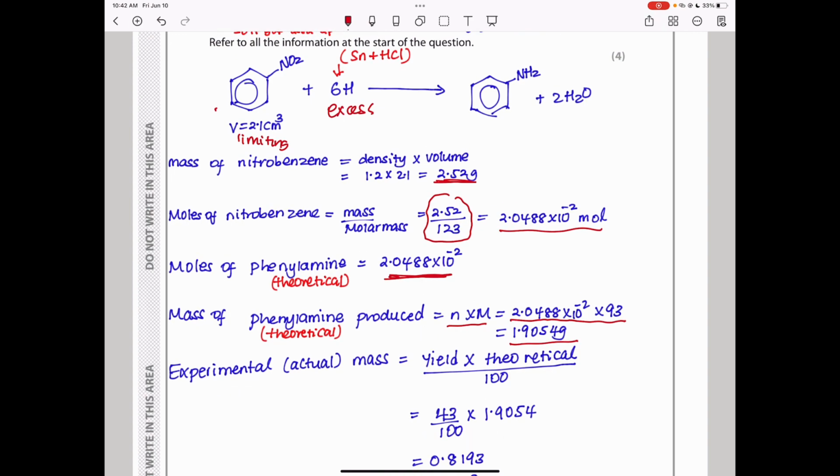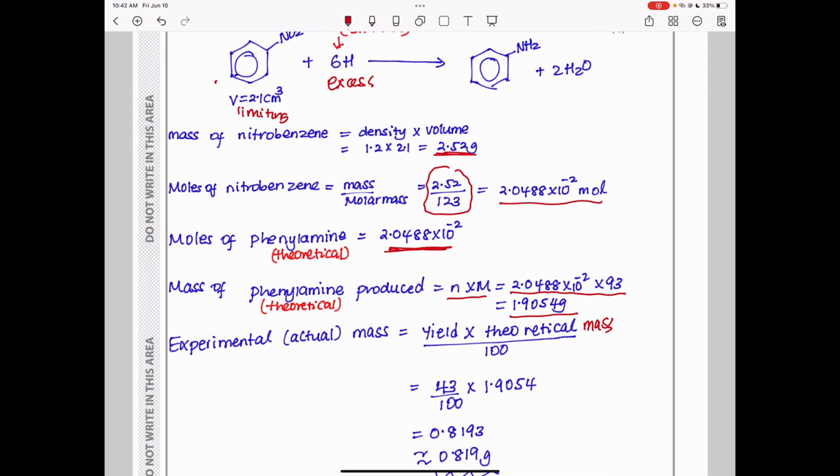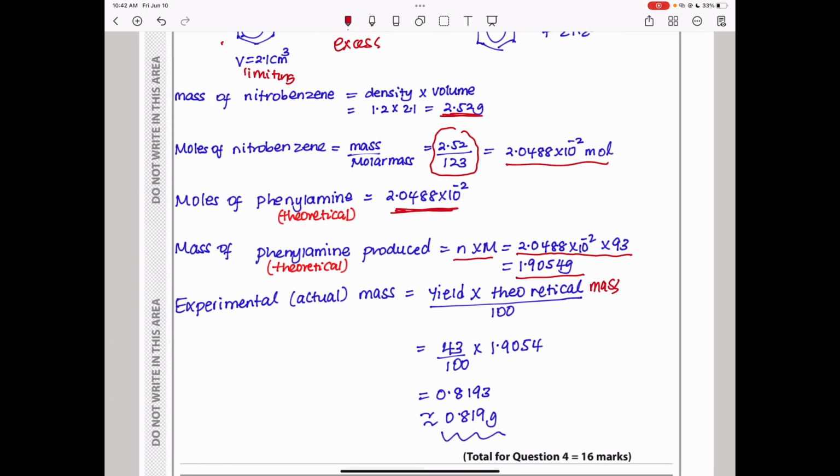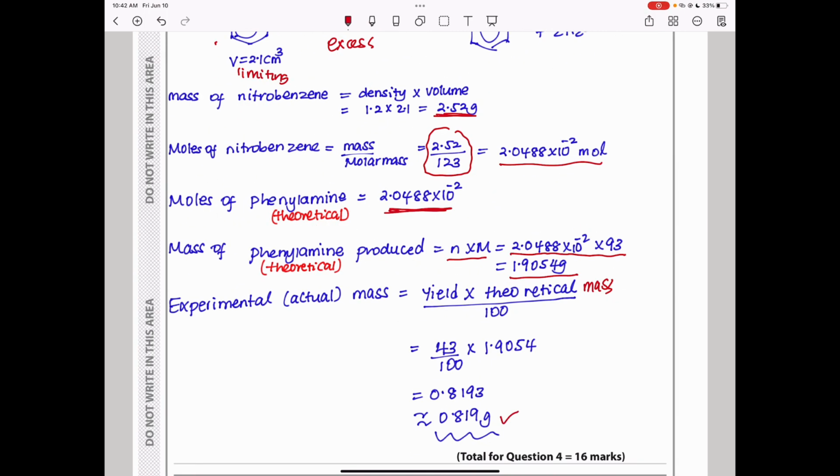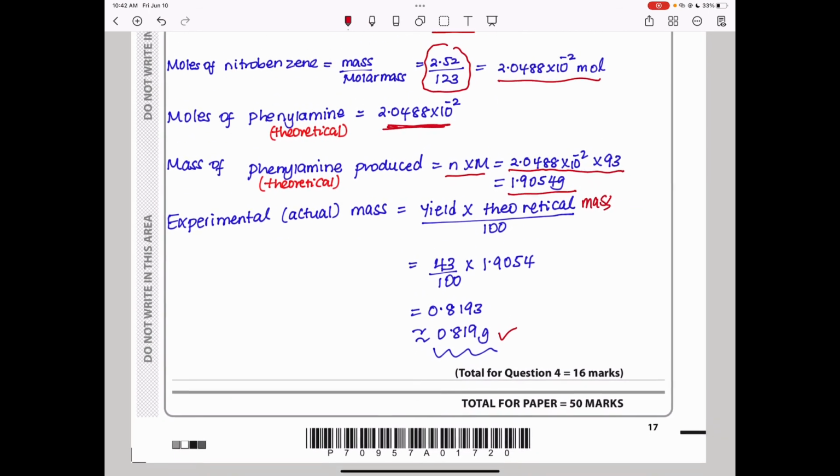So I know that the experimental mass is going to equal the yield times the theoretical mass, divided by 100, which is 43 divided by 100 times 1.905, and it gives me this. And this is going to be the mass of the product, or the actual mass that was yielded during the experiment.